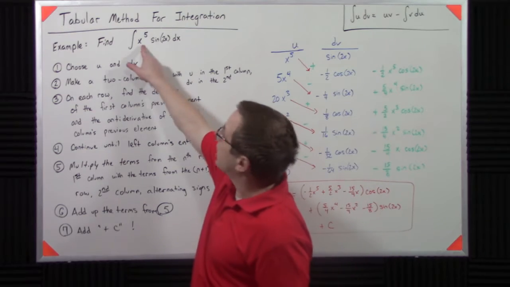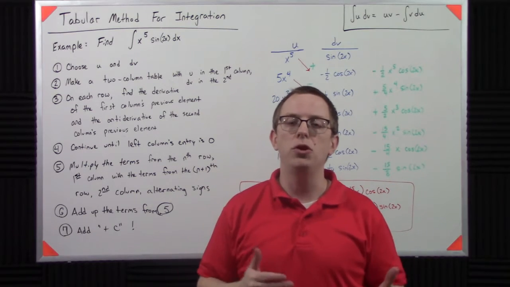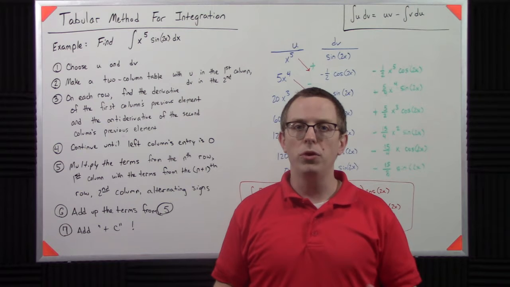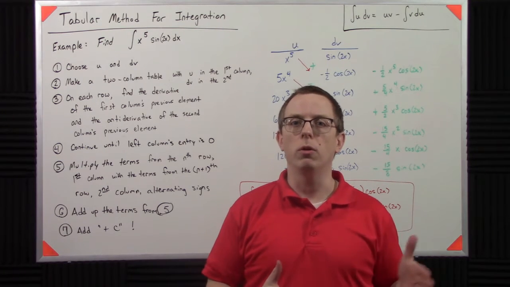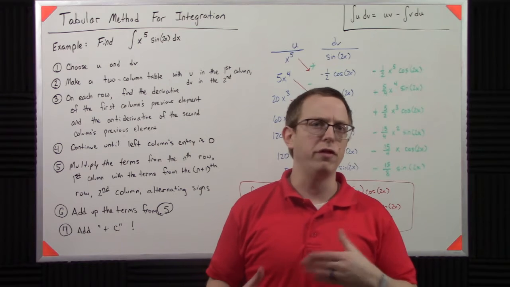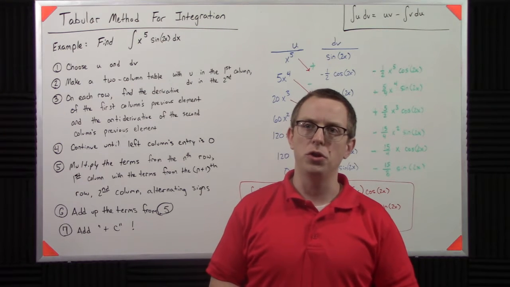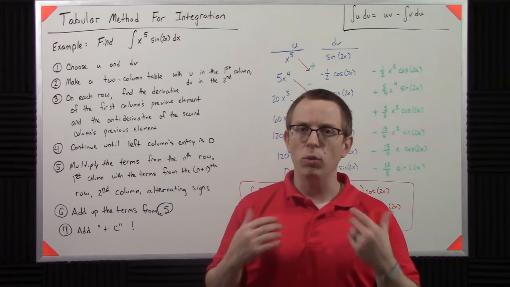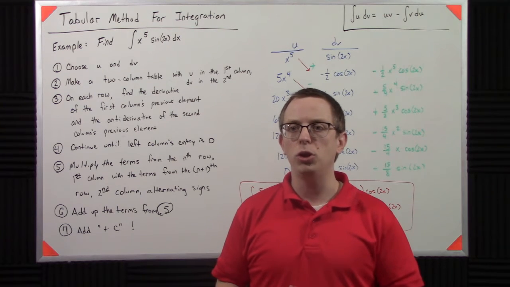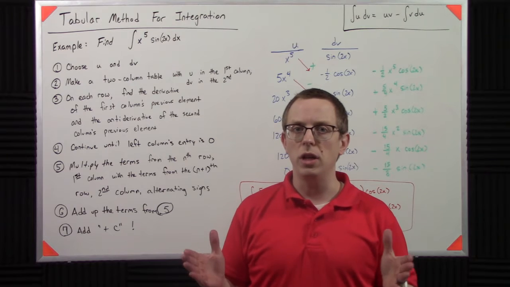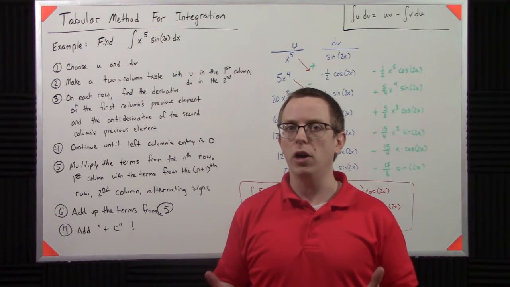So if I have to find something like x to the fifth sine of 2x dx, the problem with doing that is that it's going to require several iterations of integration by parts. It's going to require like 5 or 6 integration by parts to solve. And that can get really tedious really quickly. But there's a method, again, the tabular method, that allows you to set up and solve these in a very, very fast, very efficient way.